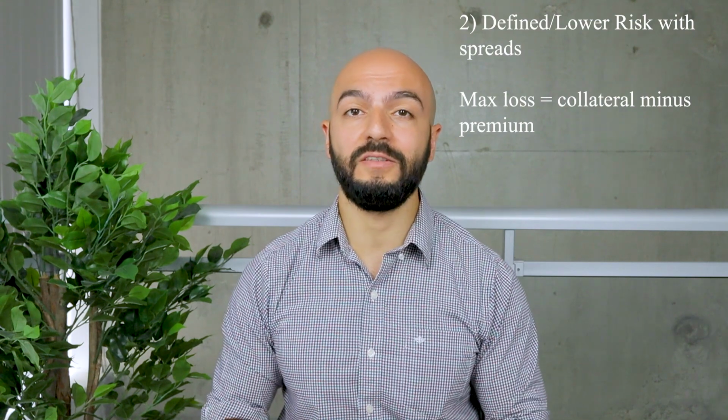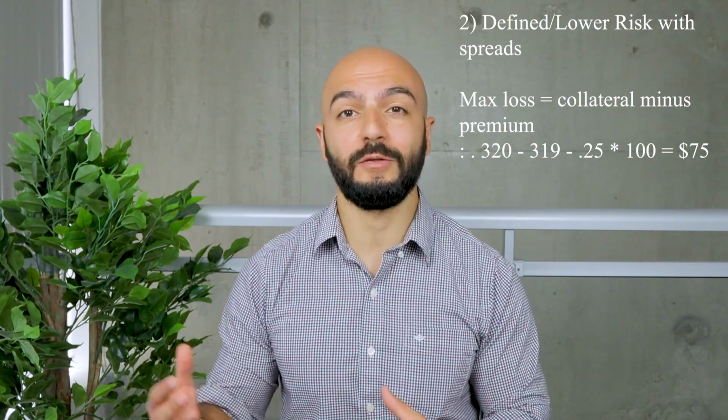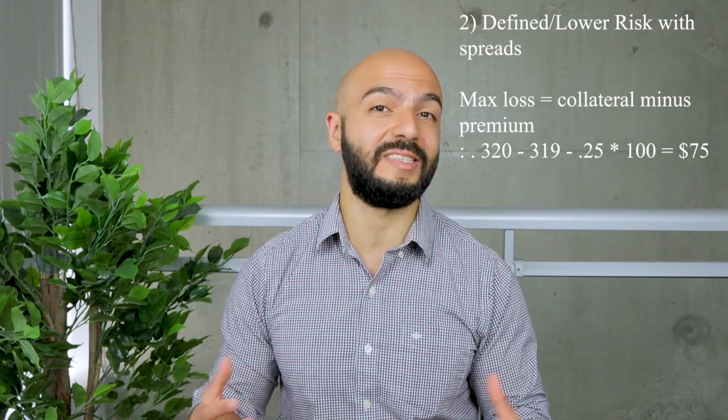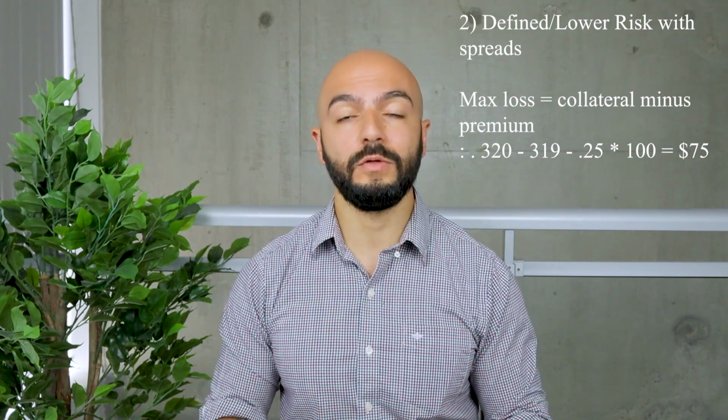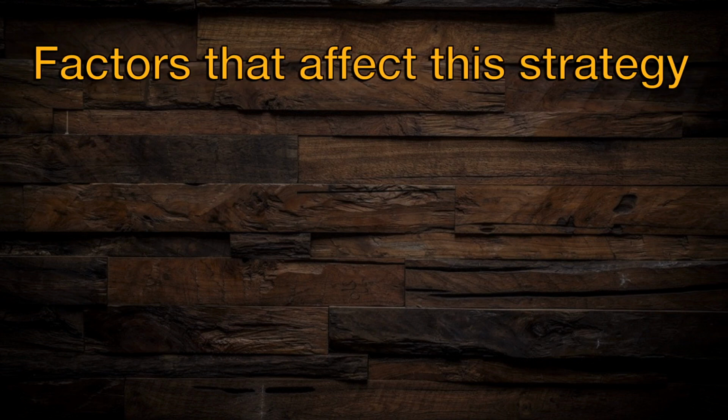With a credit spread, your max loss is the collateral minus the premium. Your max loss is $75. This can be calculated by taking the difference between your strikes minus premium times 100. In this example, if you sell a 320-319 put credit spread and SPY goes to zero, your max loss is $75. Even though you're forced to buy the shares at $320, you then can turn around and sell them at $319. Now that you've got an understanding of the basic structure of put credit spreads, let's take a look at the market factors that can affect this strategy.